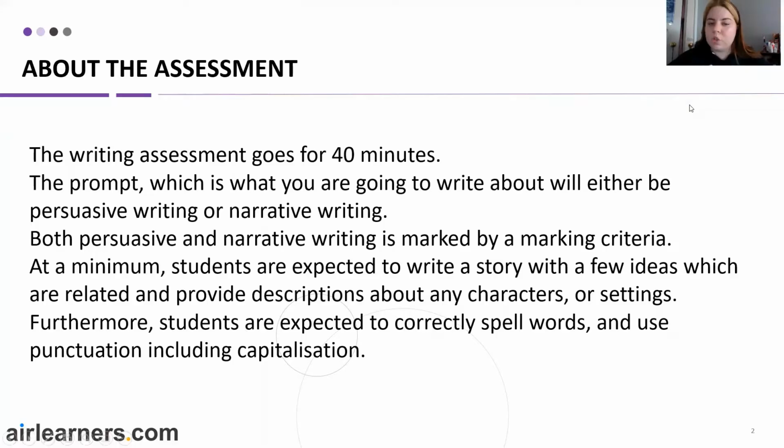The prompt, which is what you're going to write about, will either be persuasive writing or narrative writing. Both persuasive and narrative writing is marked by a marking criteria. At a minimum, students are expected to write a story with a few ideas which are related, provide descriptions about any characters or settings. Furthermore, students are expected to spell words correctly and use the correct punctuation, including capitalization.